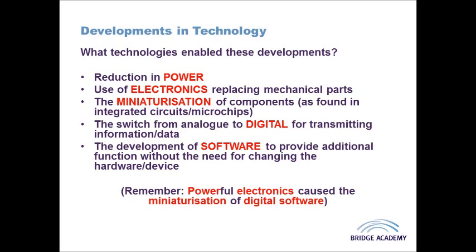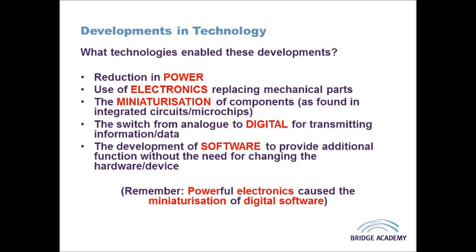Going back to answering this in the form of a question, we can choose a product and we can think about these 5 criteria when we're discussing how to answer this question by using the following mnemonic. Now, the mnemonic is: powerful electronics cause the miniaturization of digital software, with the key 5 words there being power, electronics, miniaturization, digital, and software.